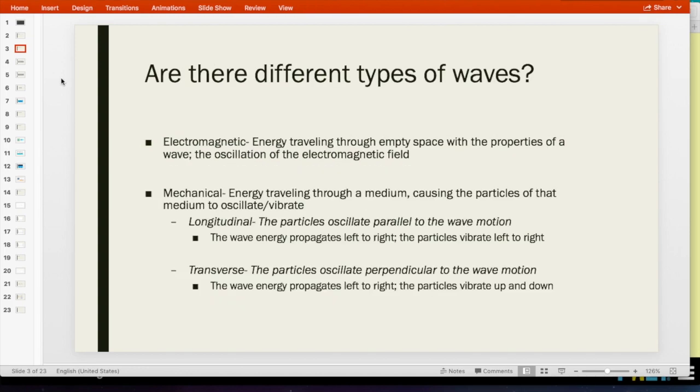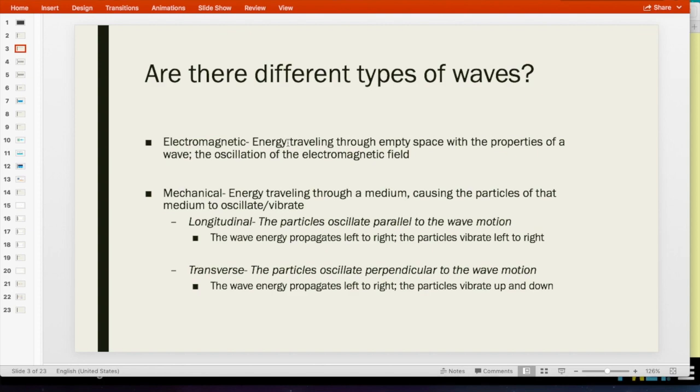Are there different types of waves? Yes, there are several different types. The two main types, as you'll see here, are electromagnetic and mechanical. Electromagnetic waves we will talk about at the end of this unit, but I wanted to just throw the definition out there for you right now. This is a fancy word for light, electromagnetic waves or electromagnetic radiation. You can think about it like pure energy. And this type of wave is interesting because it does not require a medium. It's actually capable of traveling through empty space.